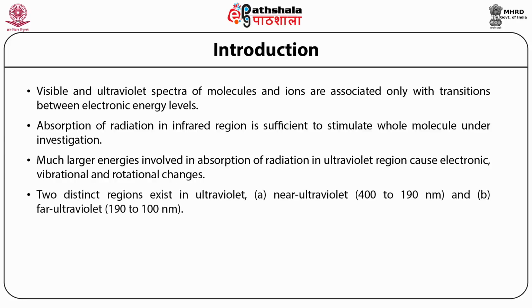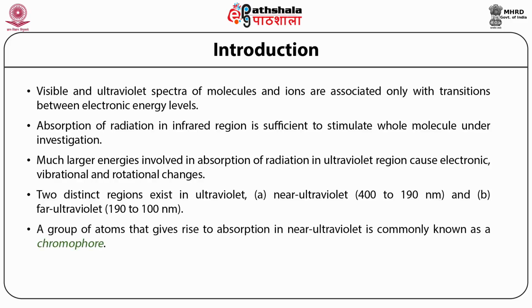Two distinct regions exist in the ultraviolet: the near ultraviolet, which extends from 400 to 190 nanometer, and the far ultraviolet, which extends from 190 to 100 nanometer. Routine instrumentation, however, concentrates on the near ultraviolet, since the absorption by silica, which is used for cells and optics, and by atmospheric oxygen below 190 nanometer deters measurements in the far ultraviolet region.